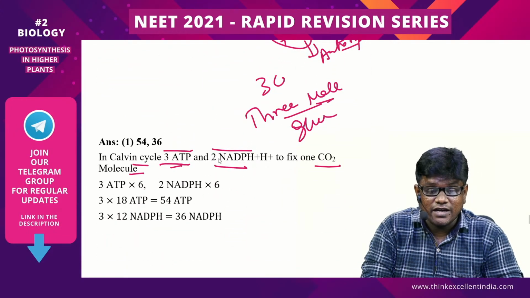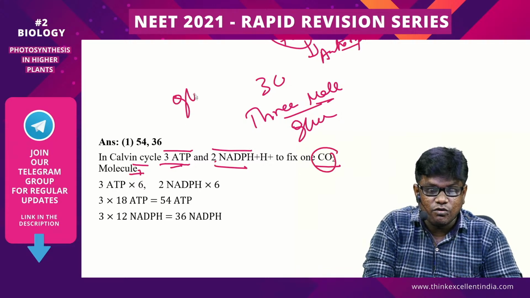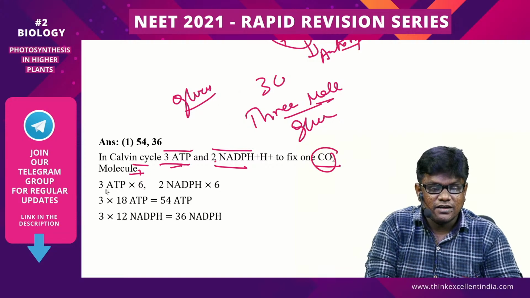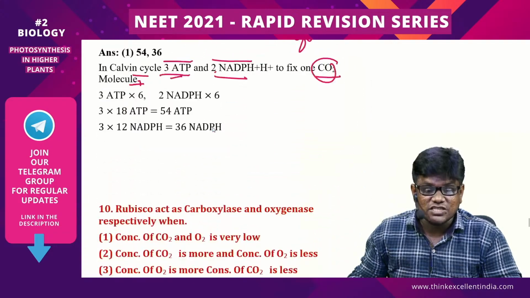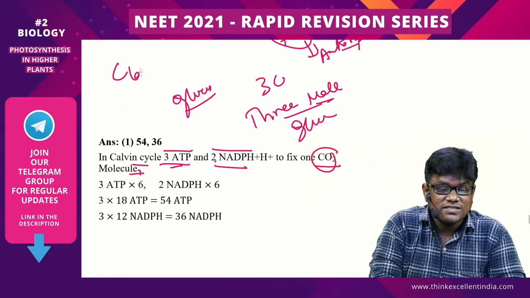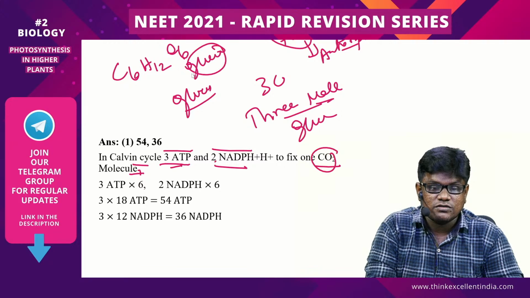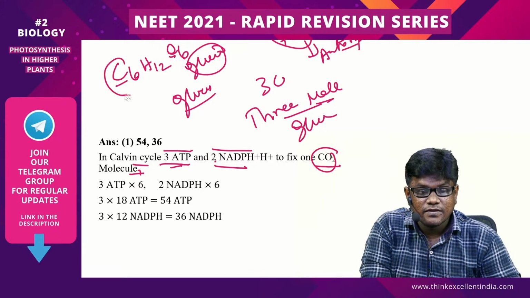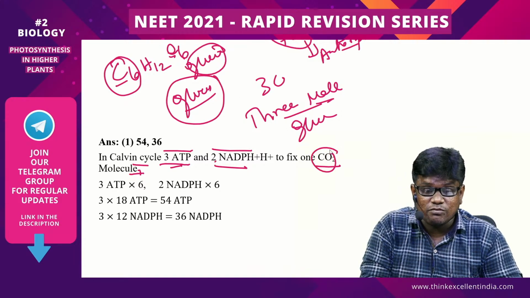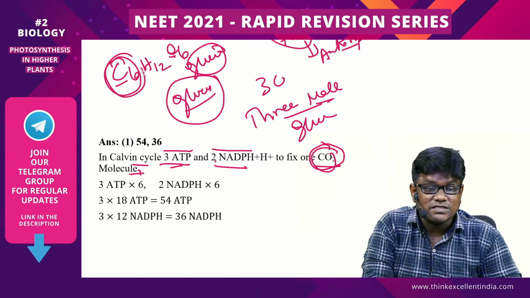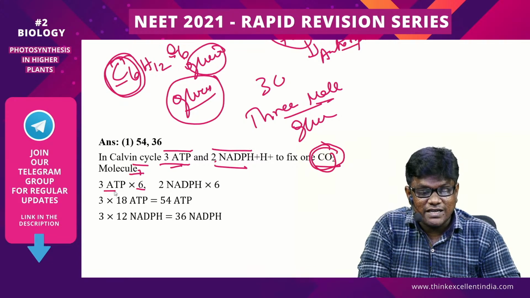3 ATP and 2 NADPH are required to fix 1 CO2 molecule and produce glucose. Okay? And what is exactly the glucose molecule structure? C6H12O6. So C6H12O6 is the glucose molecule. How many carbons are in glucose? 6 carbons. To create one glucose molecule, how many carbon molecules do they need to fix? They need to fix 6 carbons. To fix 6 carbons, what must you do? You have to multiply by 6.